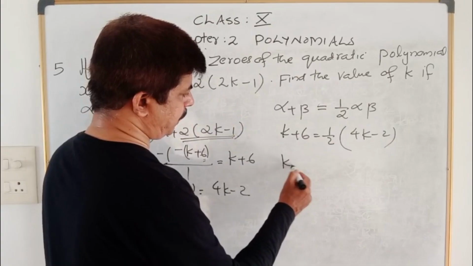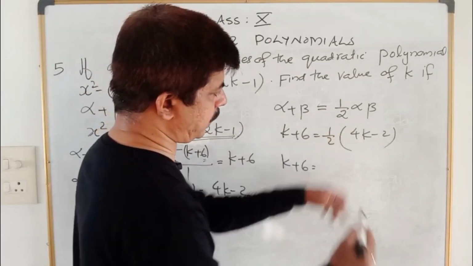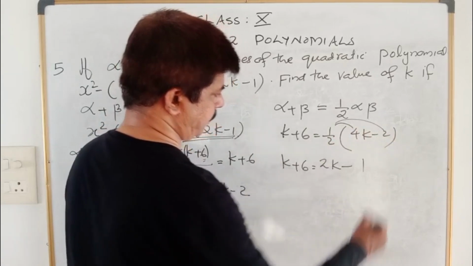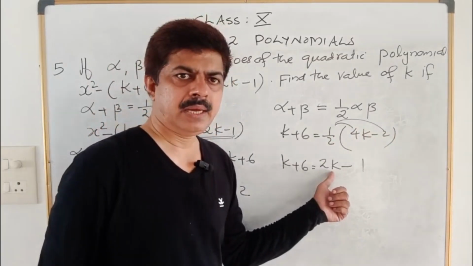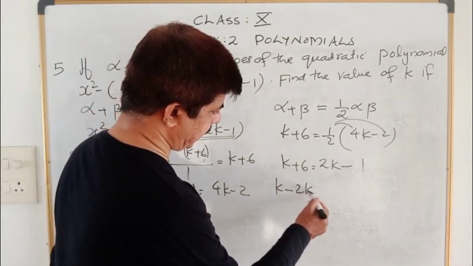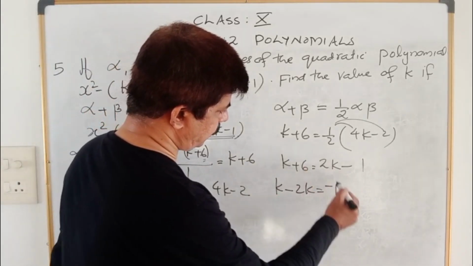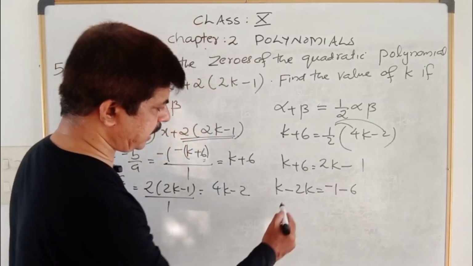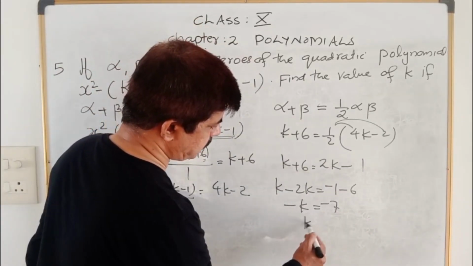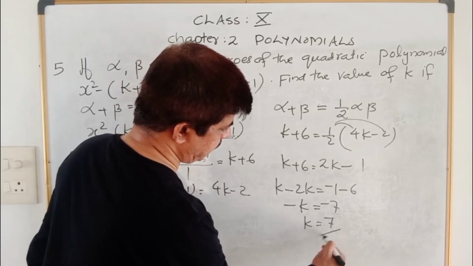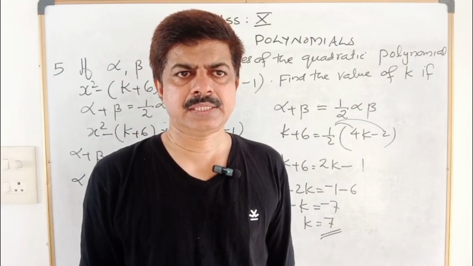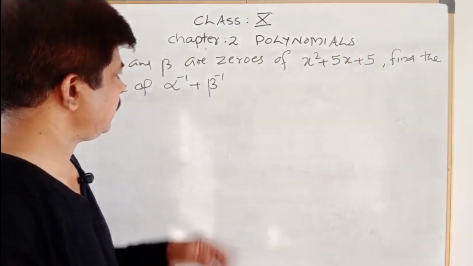Okay, so we will be opening the bracket. Half of 4k is 2k. Half of 2 is 1. So we transpose 2k to the LHS: k minus 2k is equal to negative 1. Positive 6 becomes negative 6. So we get negative k equal to negative 7. Both sides we have negative, so it becomes positive. So the value of k is equal to 7. This is very, very important, very simple also.